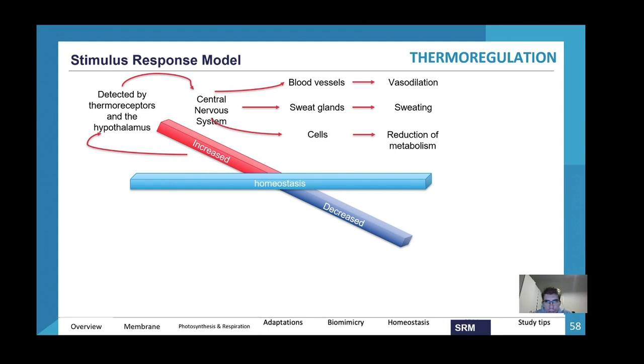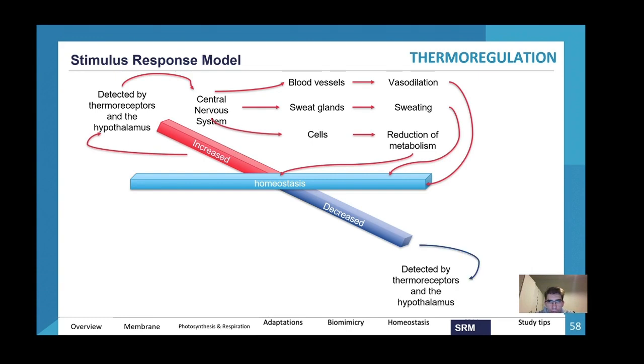And then cells lead to the reduction of metabolism, right? Because as you reduce metabolism, they reduce the amount of heat energy which is released during metabolism. All of this would aid in bringing the body back into a homeostatic state, where the temperature is what it should be.